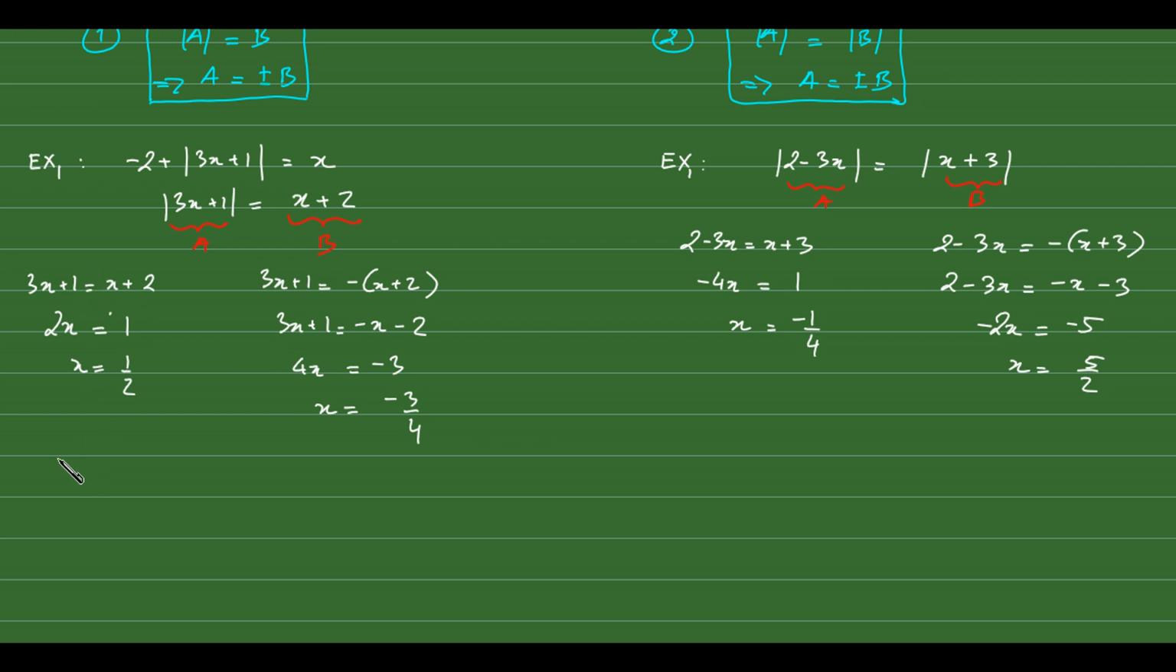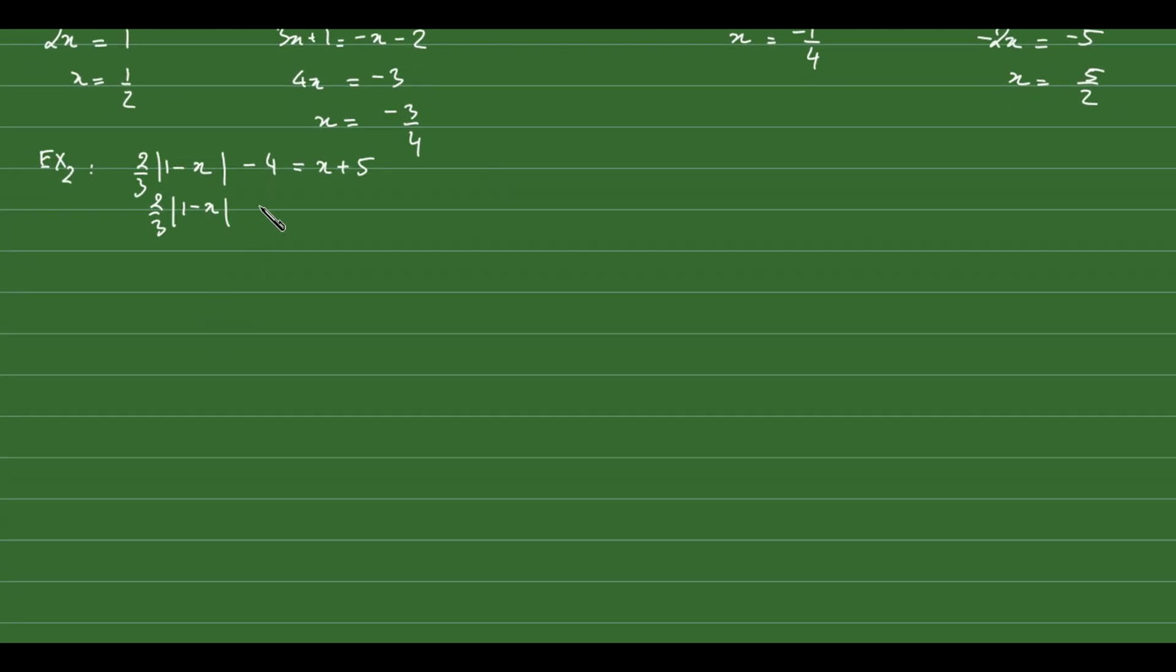Let me give you another example. Let me see, we can have something kind of fun. What if I have 2 over 3 times absolute of 1 minus x, minus 4 equal x plus 5. I'm going to get rid of negative 4 first by adding 4 to both sides. So I have 2 over 3 absolute of 1 minus x equal x plus 9. I'm going to multiply both sides by 3. So I multiply both sides by 3, so I have 2 over 3 multiplied by 3.